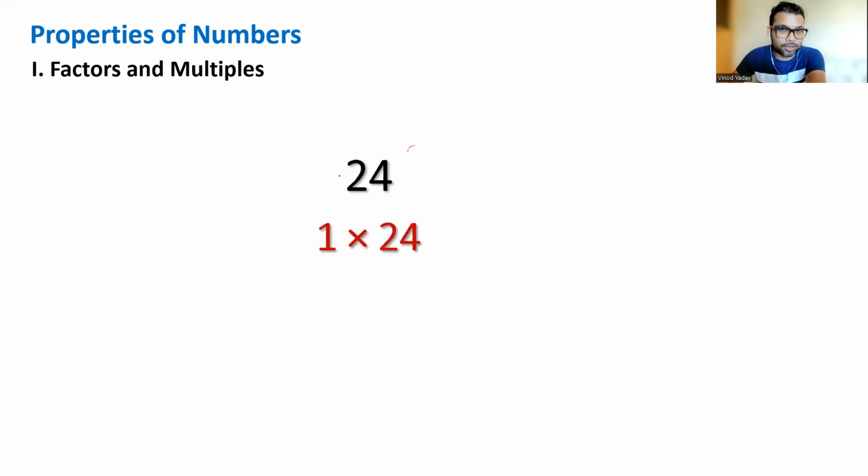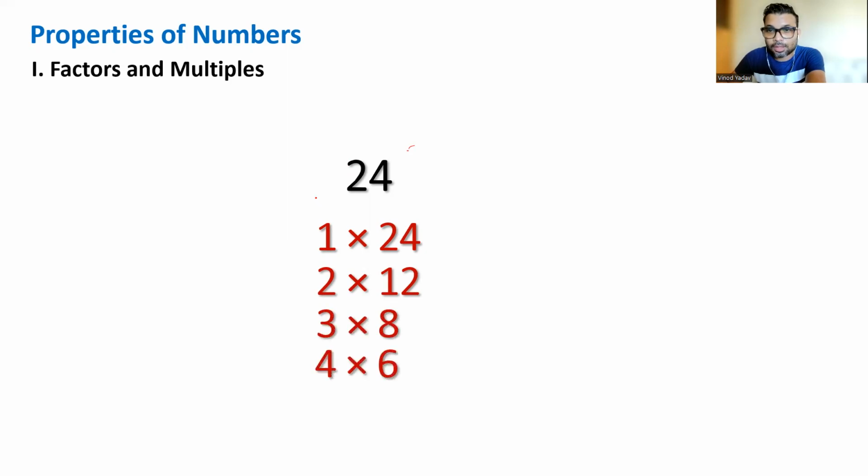1 and 24. See, in one step only I'm creating two factors at a time. 2 and 12 as well, 3 into 8, 4 into 6. That's it, right? So if you count the number of factors, why can I count? Because factors are limited. The smallest factor is 1 always, and the largest factor is the number itself. It starts from 1 and it ends at the number itself, the factors or the divisors. Countable, limited. So if you count, these are 8 factors.